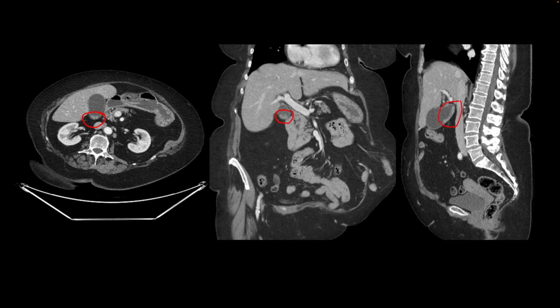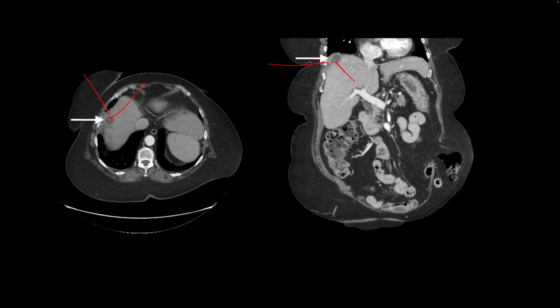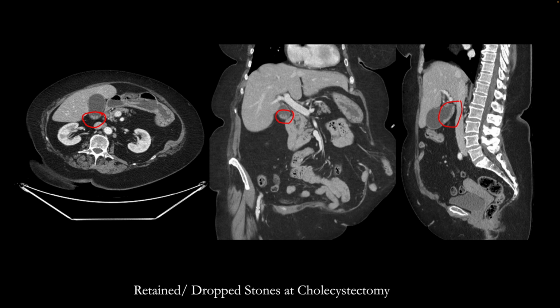So what happened was, in the interim, after this prior CT scan and before the last CT scan, when they presented with abdominal pain, they had undergone a laparoscopic cholecystectomy, and the surgeons weren't able to take out all the stones, and some stones spilled into the intraperitoneal compartment, and now they're spread all around the liver, causing these small abscesses. And so the diagnosis here is retained or dropped stones at cholecystectomy. This was also published as a case report.